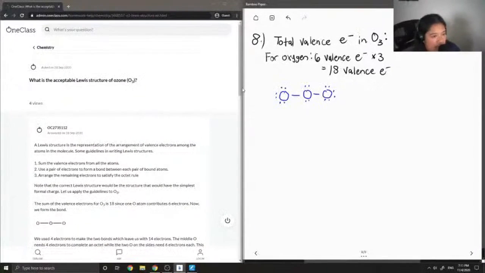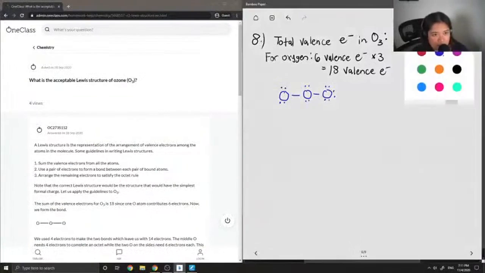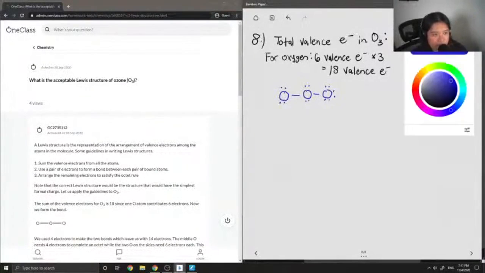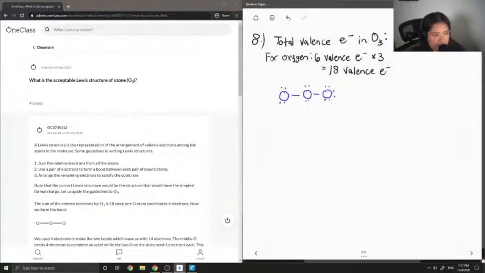Okay, so let's count out how many this is. We have 1, 2, 3, 4, 5, 6, 7, 8, 9, 10, 11, 12, 13, 14, 15, 16, 17, 18, 19, 20. So you can see that this is already too many electrons than we need. So I'm going to erase one lone pair of electrons from one of the terminal oxygens. Make a double bond.